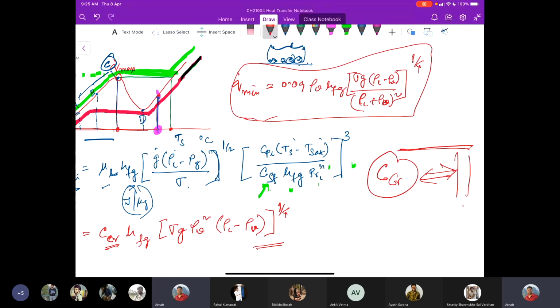Similarly, for film boiling, there are also correlations for the heat transfer that are available. Now, typically, the vapor properties are evaluated at the film temperature that we have seen earlier, which is T surface plus T saturation divided by 2, the average temperature of the vapor film. Because in film boiling, you have the surface covered with a film of vapor.